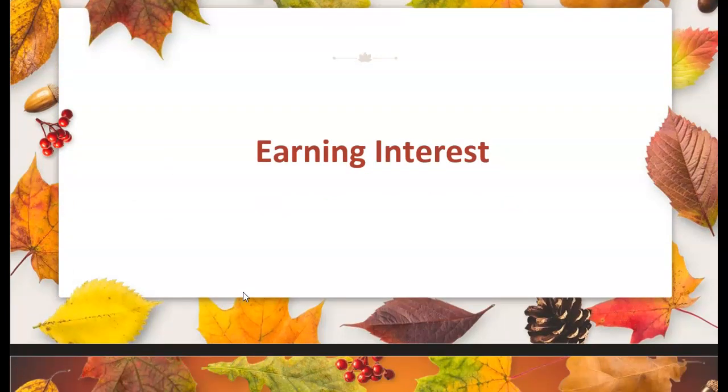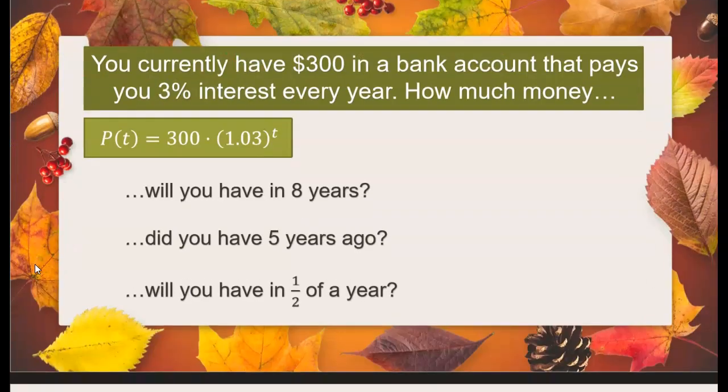Okay, now we're going to be looking at earning interest. We talked about interest on bank accounts. So you currently have $300 in a bank account that pays you 3% interest every year. And there's the equation to describe this scenario. 300 is our beginning value. 1.03 is our common ratio because of that 3% interest.